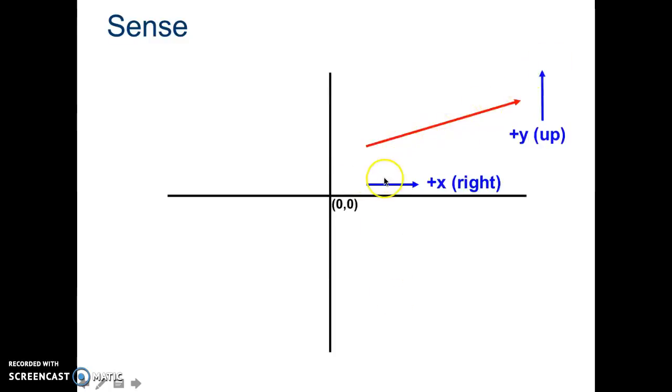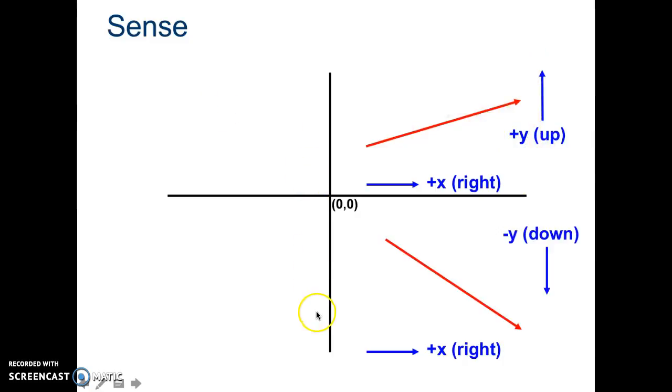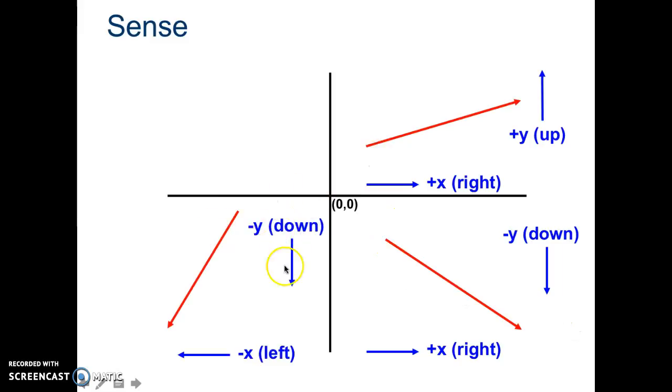So if it's moving up and to the right, it's going to have a positive x and a positive y. That says it's going right and it's going up. That's your direction. So let's take a look. If it's going down and to the right, it's going to have a negative y saying it's going down and a positive x saying it's still going to the right. Negative y, negative x is going to be down and to the left, and then positive y, negative x is going to be up and to the left.